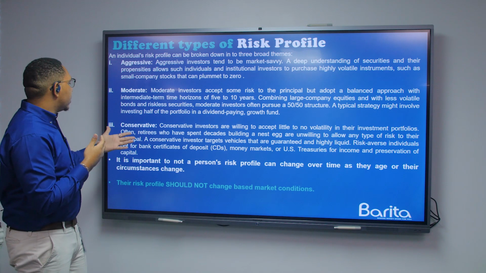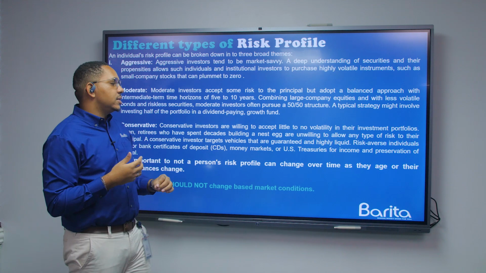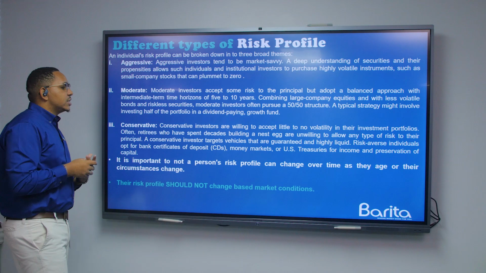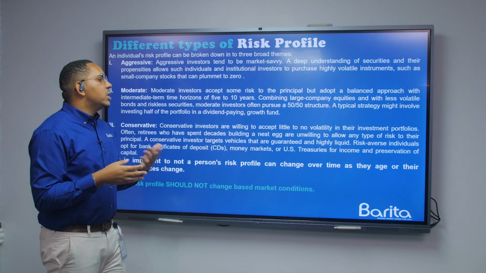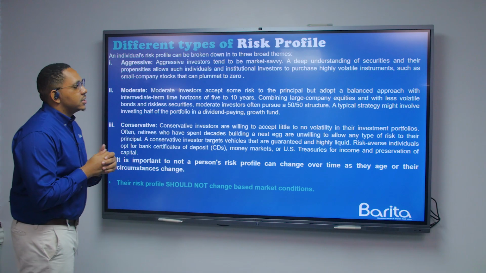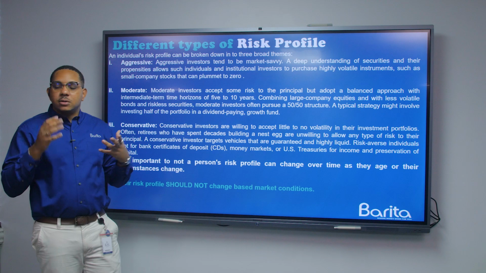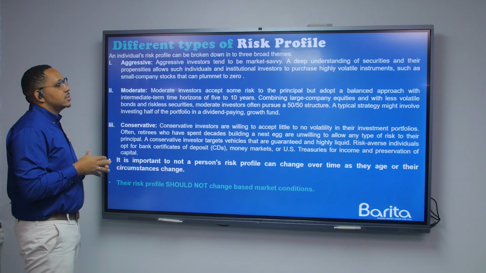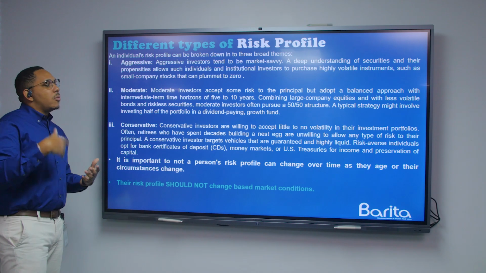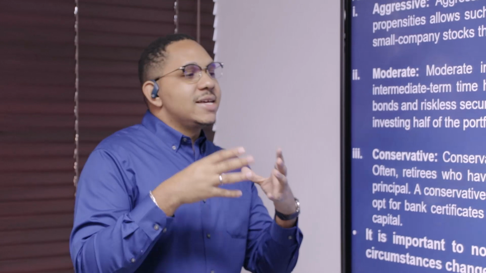So a conservative person, which is the last one: conservative investors are willing to accept little to no volatility or risk in their investment portfolios. These are often retirees who have spent decades building a nest egg, in the case of their pensions, and are not willing to allow any type of risk to their principal. A conservative investor targets securities or vehicles that are guaranteed to be highly liquid, meaning that when they want to come for their money, they can come for it. They want very highly liquid securities. They're risk averse. These risk averse individuals prefer things like CDs, money market securities, and US treasuries for income and preservation of capital. These are what a conservative person invests in typically.